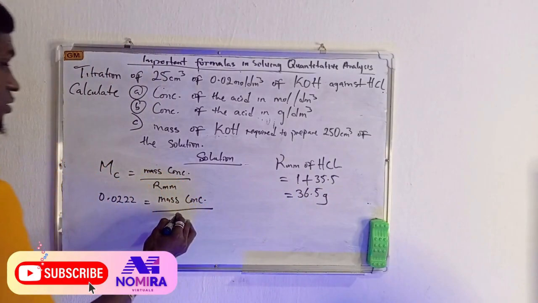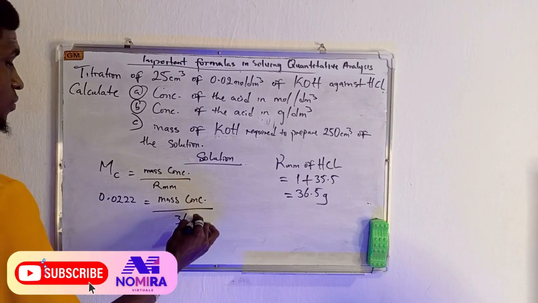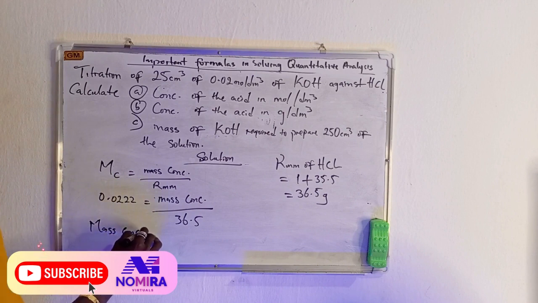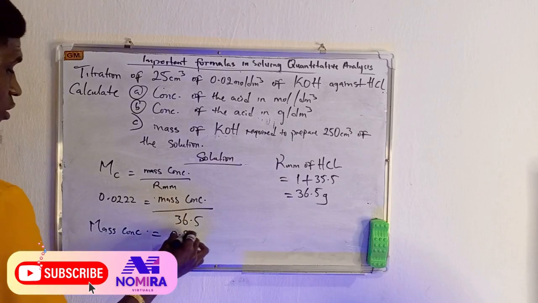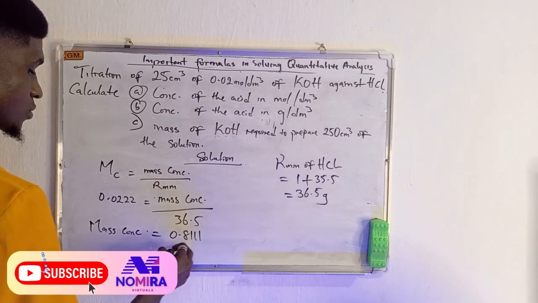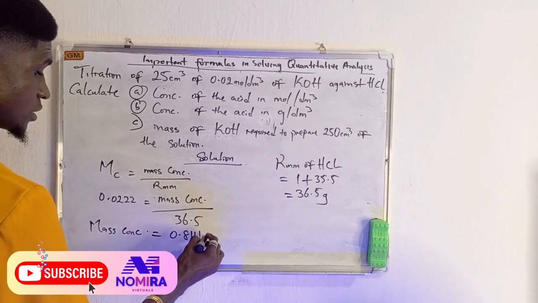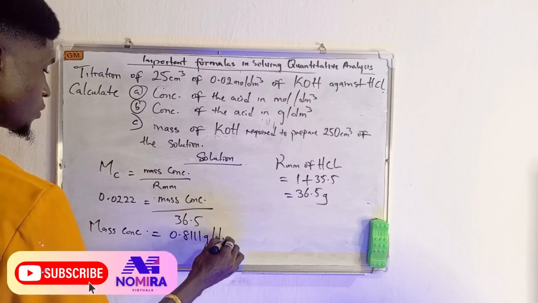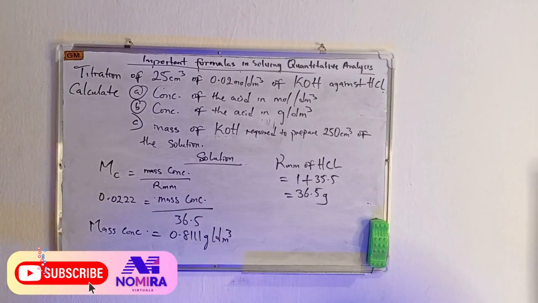36.5 gram. This is what we are going to write here. So do cross multiply. You have that your mass concentration is equal to this times this, which should give you, let's say, 0.8111. This is the fourth decimal place, gram per dm cube. This is your concentration in gram per dm cube.